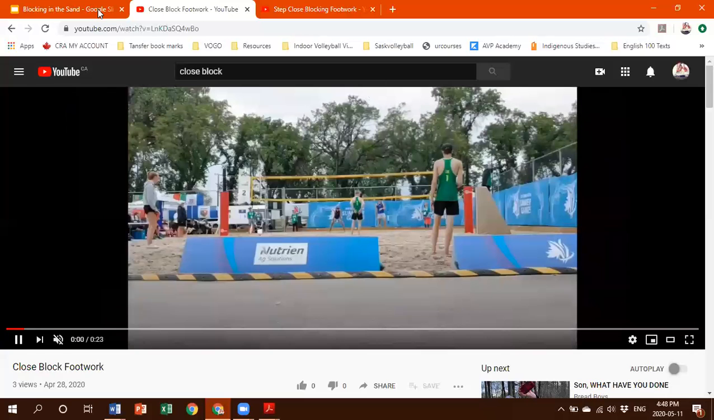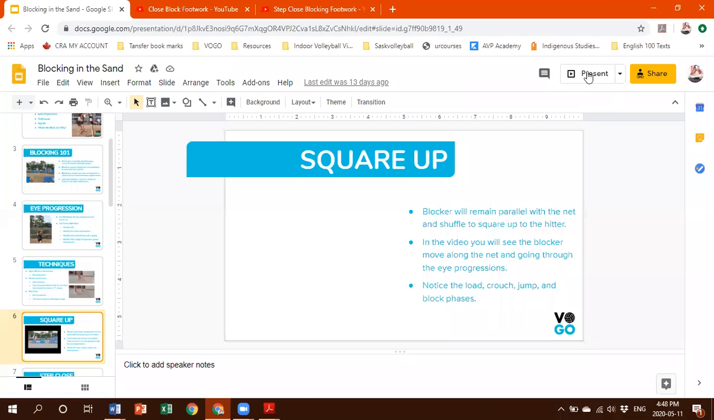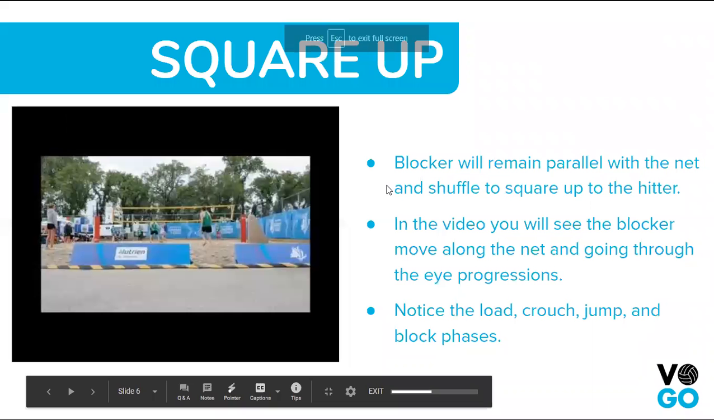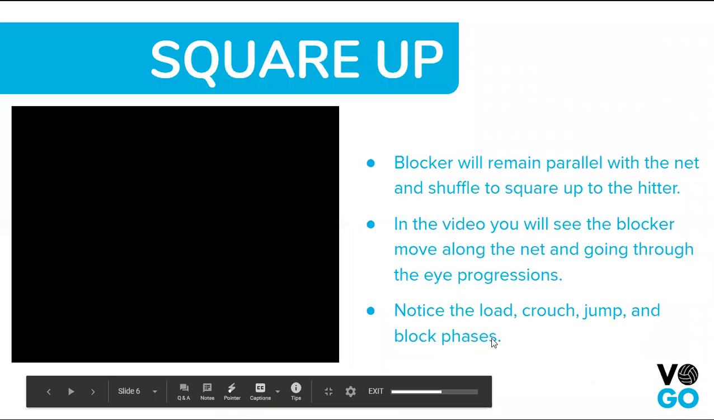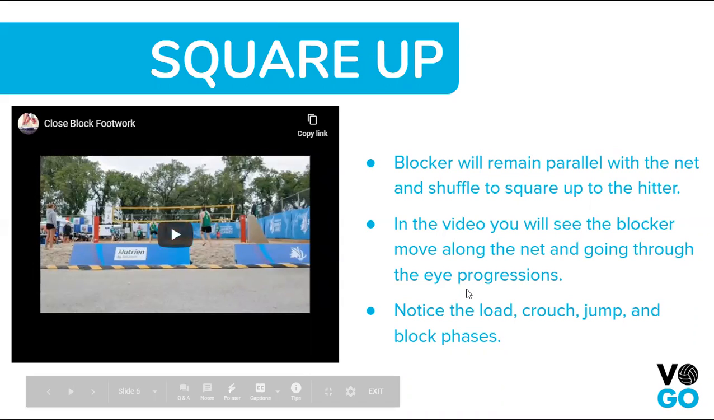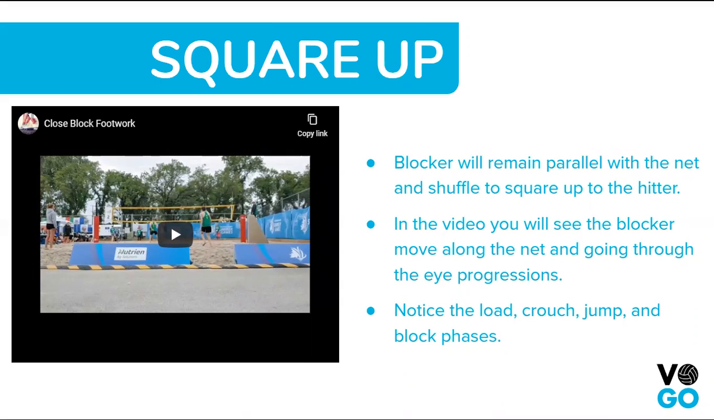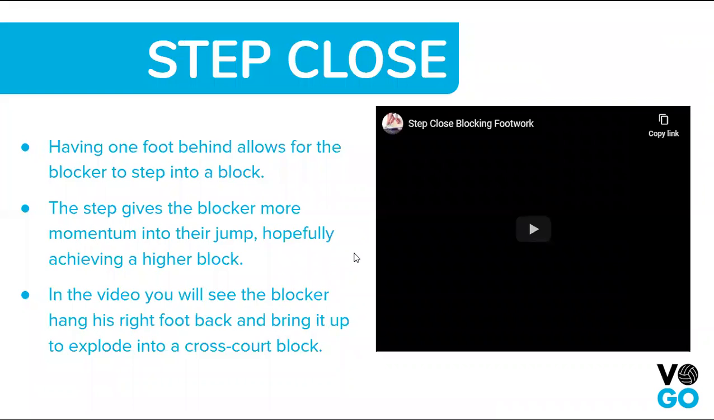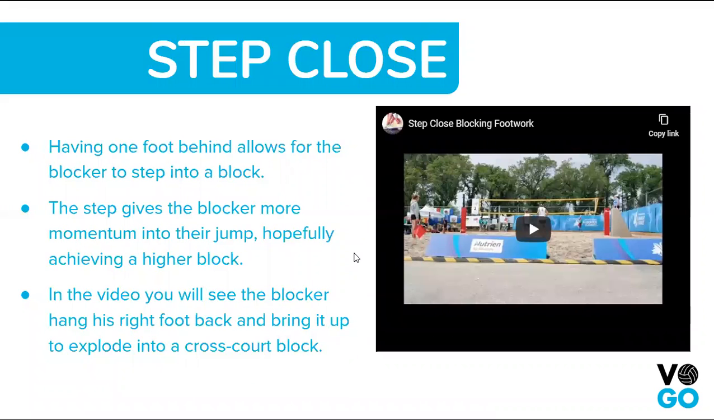So if we head back to our presentation. Like I said before, you can really notice the load and the crouch and the jump phase with this particular blocker, but the key thing here is that his shoulders stayed square to the net and his feet made that T shape with the net the entire time he was blocking. So next up is that step close. This is the one where that foot was hanging back around that 45-degree angle.